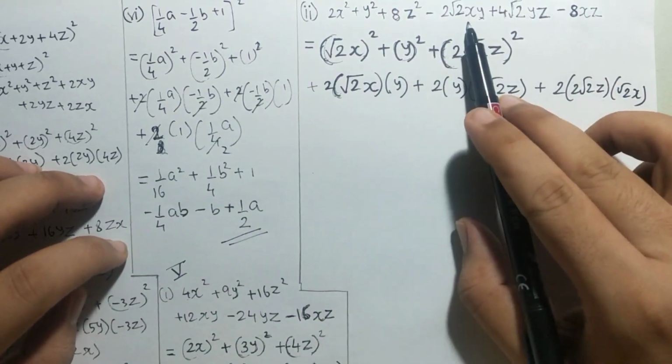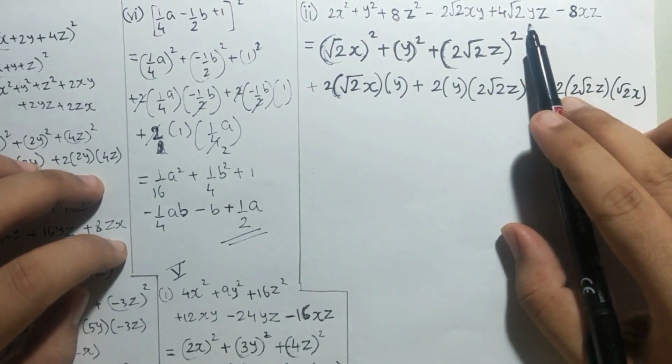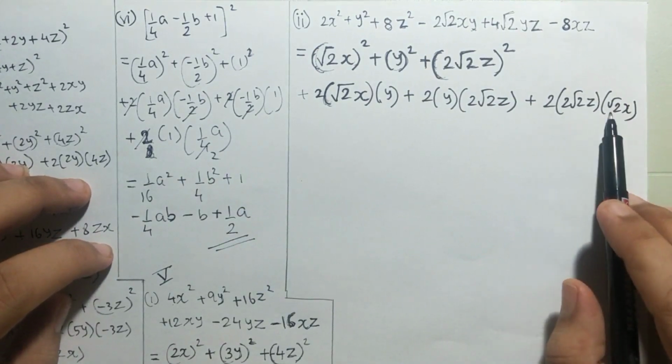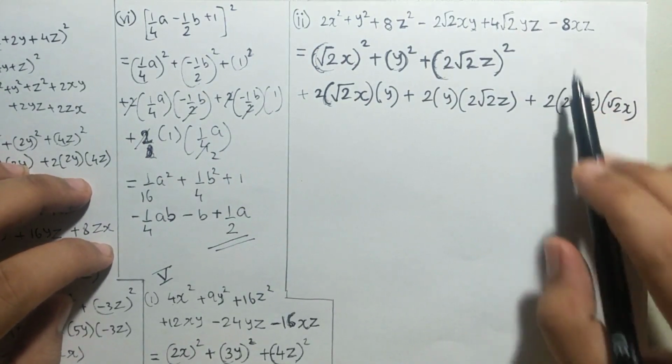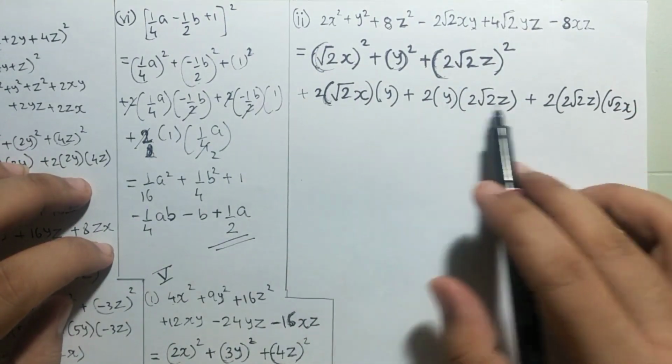If you multiply these terms, 2 into root 2 will become 2 root 2. See, the question got verified. 2 into 2 root 2 will become 4 root 2. See, the question becomes verified. 2 into 2 is 4, root 2 into root 2 is 2, 4 into 2 is 8. See, the question gets verified if you simply use these three terms which you got.